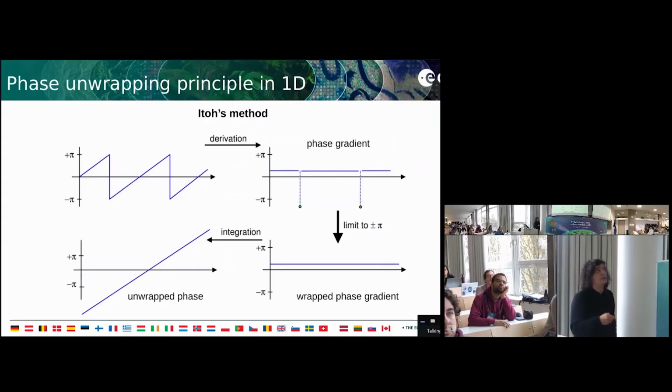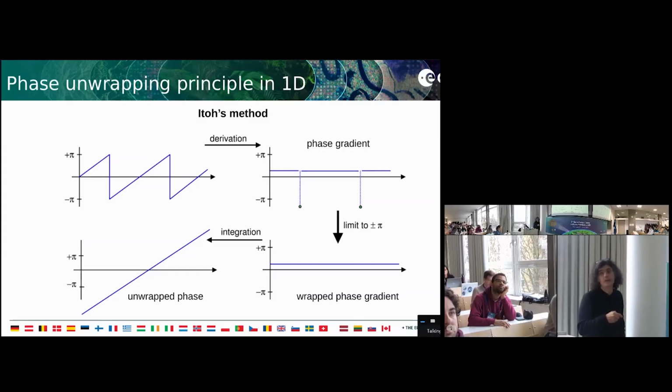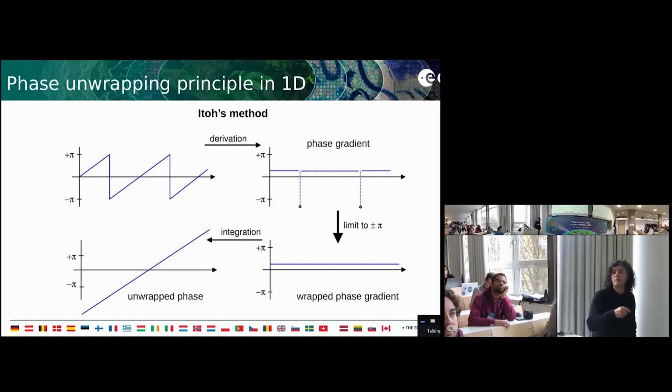This is the true phase you want to retrieve, okay? And this is the one you measure. And what do they share? They share that they have the same gradient, okay? The phase variation are the same, except that here you have big jumps, okay? And the objective of phase unwrapping is to remove these jumps, okay? And this can be done using some wrapping and derivation.